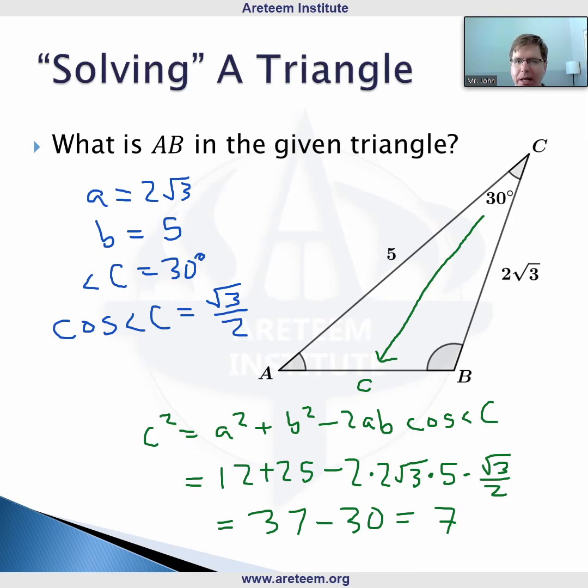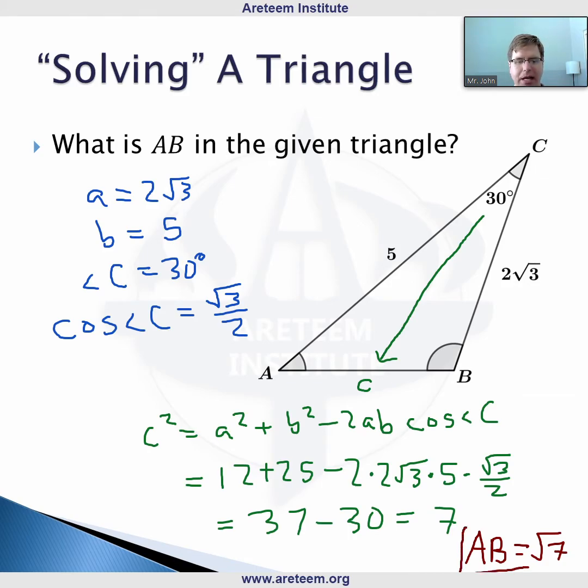Don't forget what we're looking for. We're looking for our AB, right, which is the square root of this. So just summarizing a final answer here, we would have AB is square root of 7 in this case.